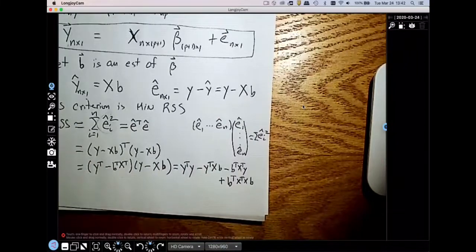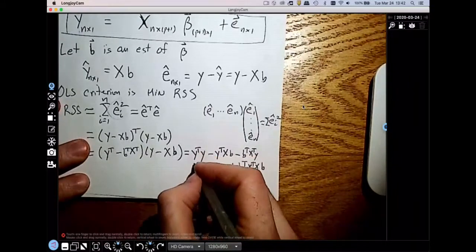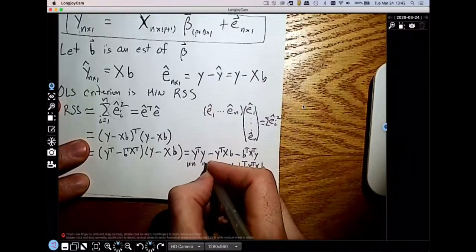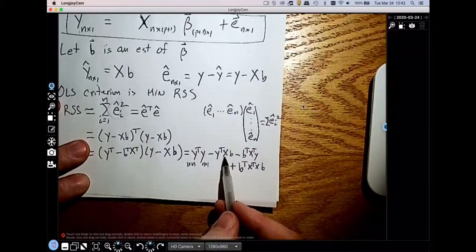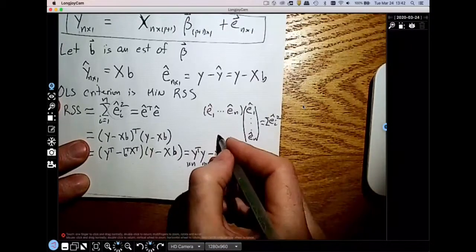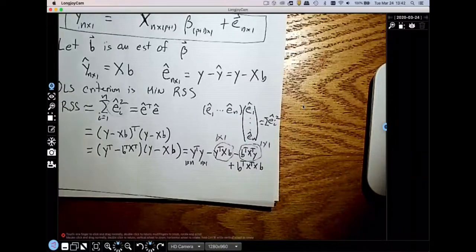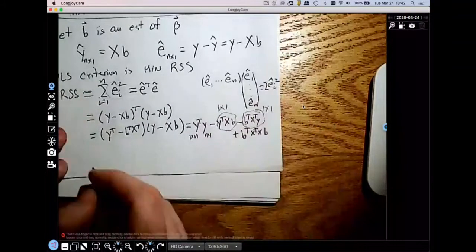Now, what's really important to notice about this is that all of these are 1 by 1 quantities. Think of this as a 1 by n, and this is an n by 1, so that's a 1 by 1. This is also 1 by n, and this is n by p plus 1 by 1. So this is a 1 by 1 quantity. This is a 1 by 1 quantity. And when you transpose a 1 by 1 quantity, you get the same thing back. So I can transpose either one of these, and that's totally fine. It's going to be the same thing.